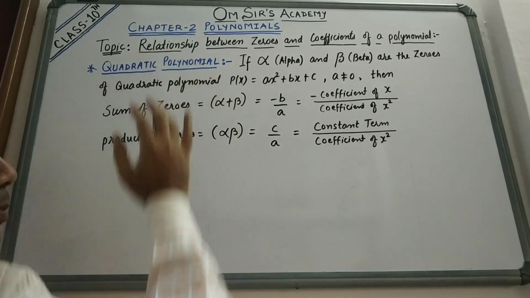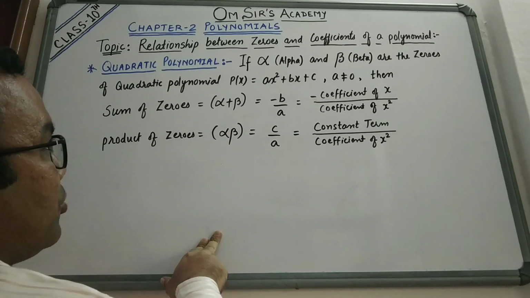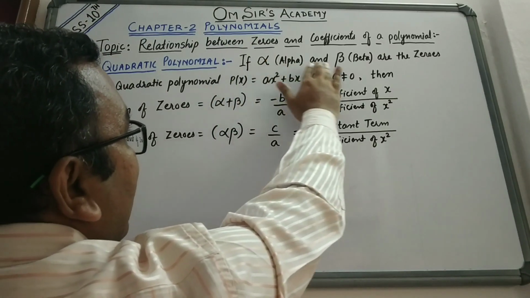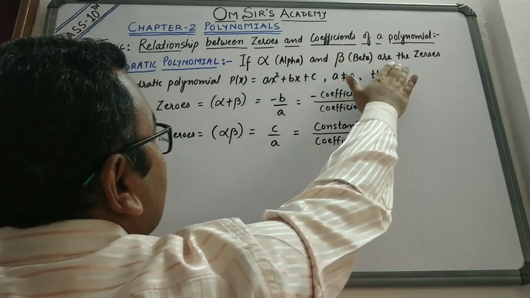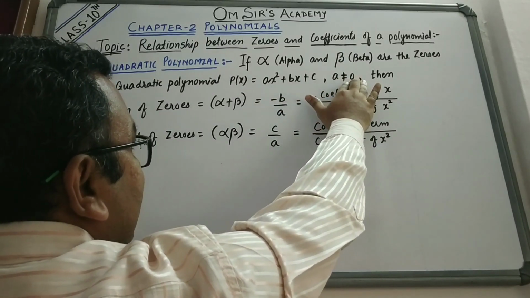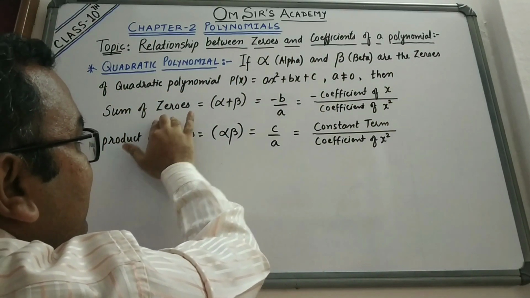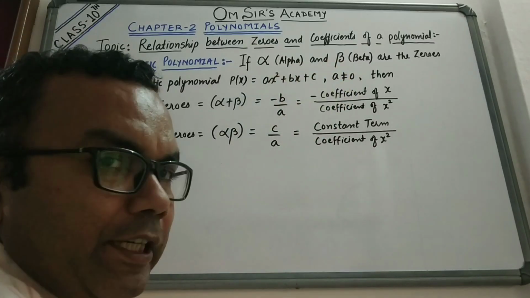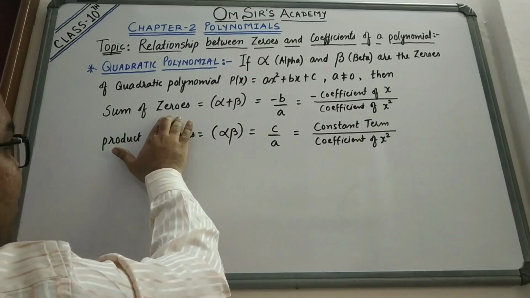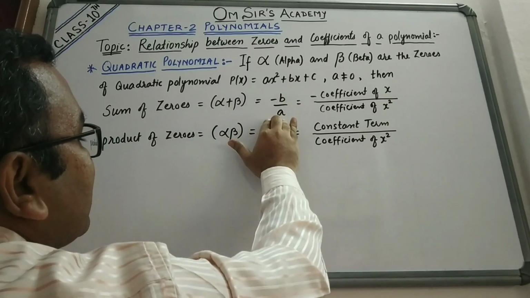A quadratic polynomial has a degree 2, okay, and it will have at most how many zeros? It will have 2 zeros. So let us assume that out of those 2 zeros, alpha is one zero and beta is another zero, so alpha and beta are 2 zeros of a quadratic polynomial p of x equals ax square plus bx plus c, where a is not equal to 0, then the sum of the zeros. Let us assume that the quadratic polynomial has 2 zeros, one zero alpha and the other zero beta. Is it clear? So we will take the sum of its zeros, we will make the sum of zeros, that is alpha plus beta. So the answer will be equal to minus b upon a.